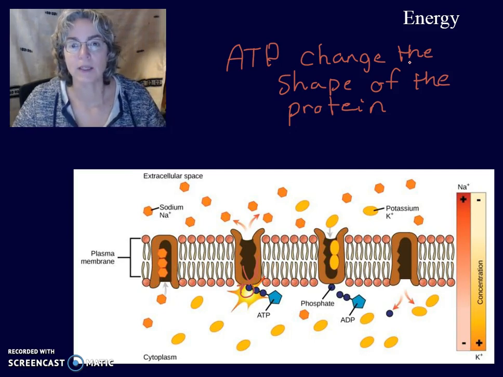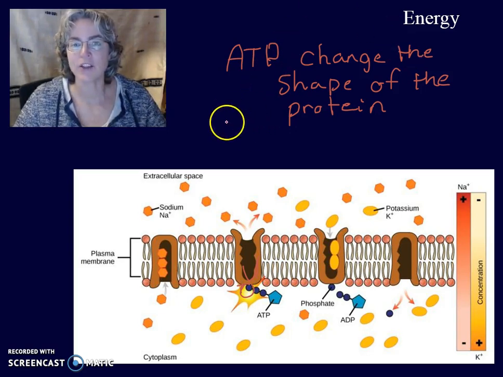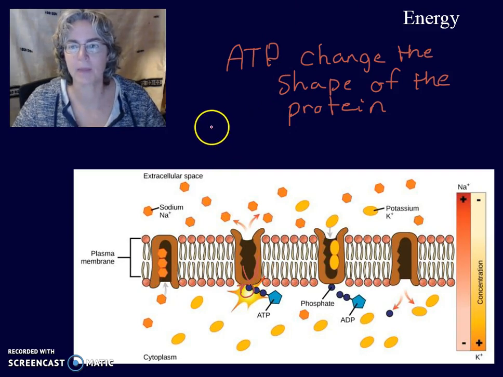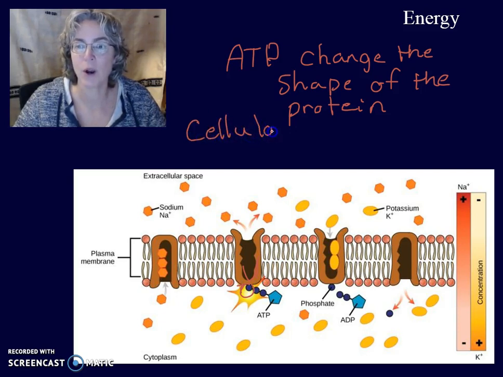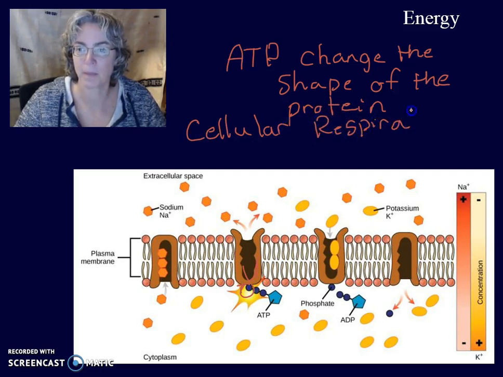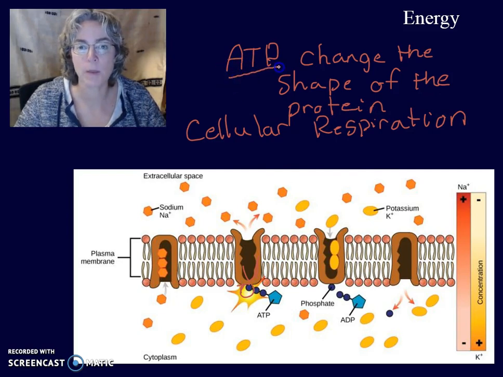Okay, so to get from glucose, because that's what we eat when we eat sugar, to ATP, that process is called cellular respiration. To take that glucose molecule and transform it into usable energy, first in the form of ATP, and then to actually do work.